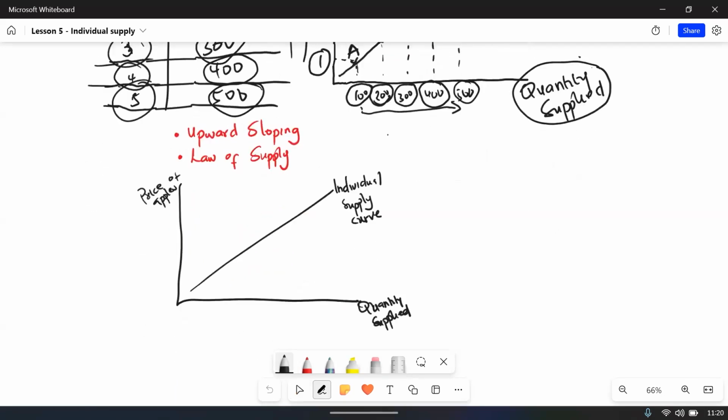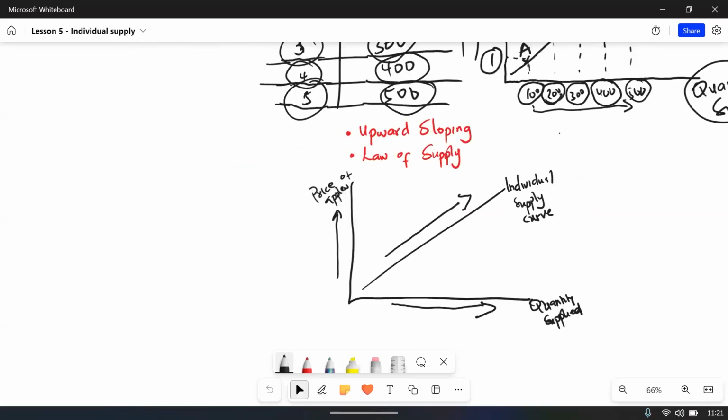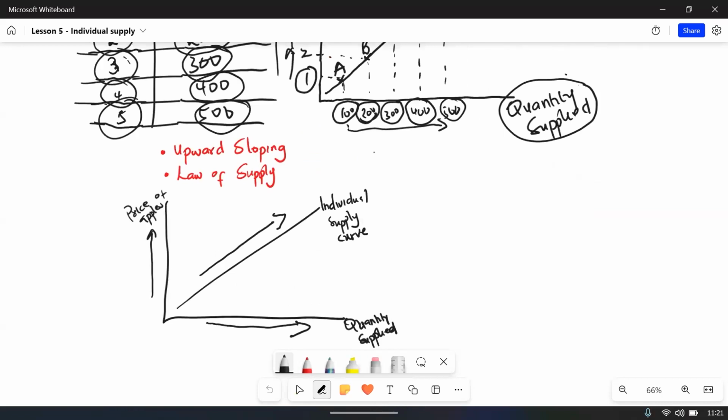The law of supply states that the higher the price, the higher the quantity supplied, and the lower the price, the lower the quantity supplied, holding all other factors constant. Now let's look at this curve. It shows that when prices increase, the quantity supplied will also increase. And this will be represented by a movement along this curve. So this is what we mean by the law of supply. As prices increase, quantity supplied will increase. And as prices decrease, quantity supplied will also decrease.